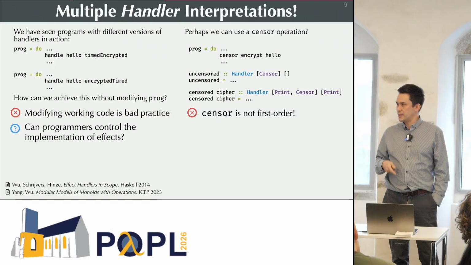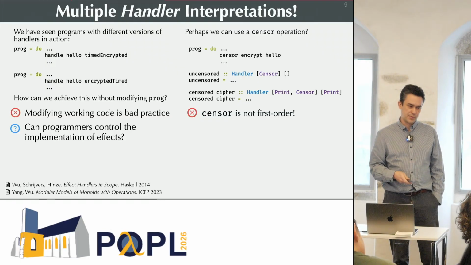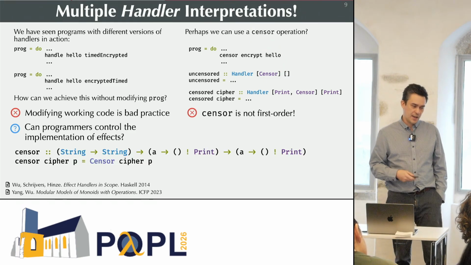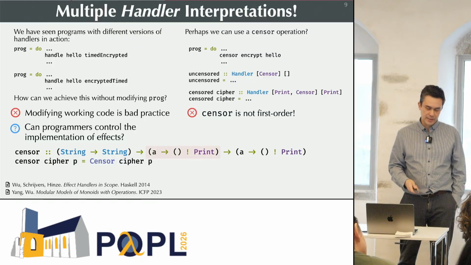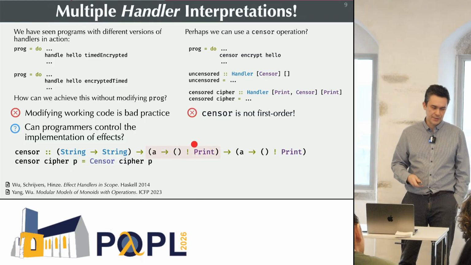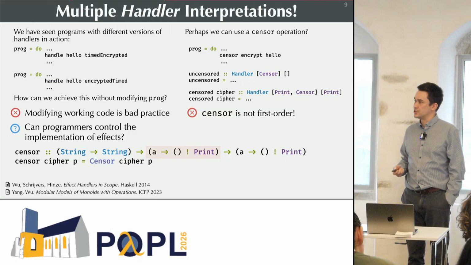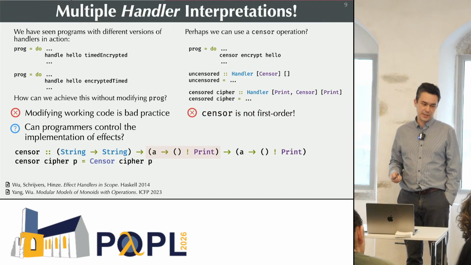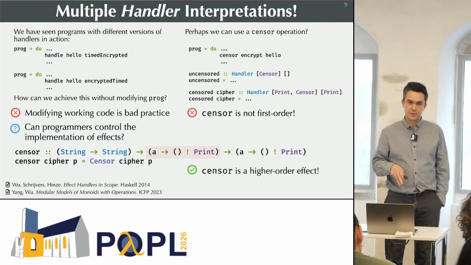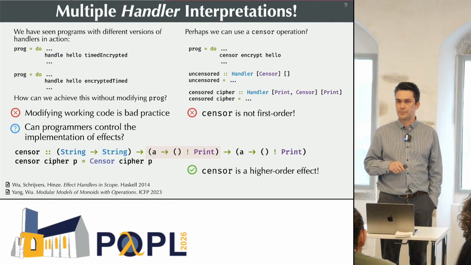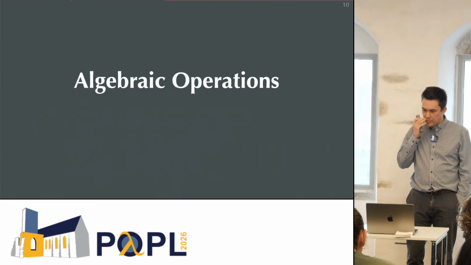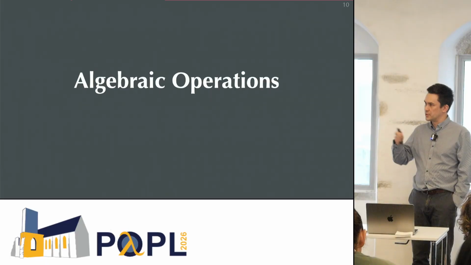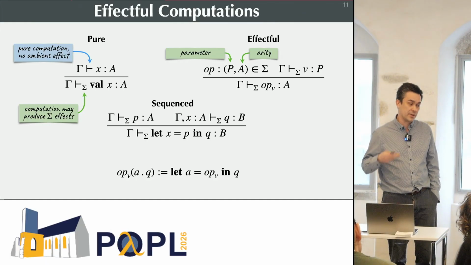But the trouble is that censor itself is not a first order thing. It takes as one of its parameters this hello program, which we can see here as this parameter. Unfortunately, that just means it's not an algebraic operation. It doesn't fit what the framework is expecting. It's what we call a higher-order effect, and that's the kind of thing that we deal with in our framework. So that's the motivation for this, and I'm going to go into the more theoretical construction around how we get there.